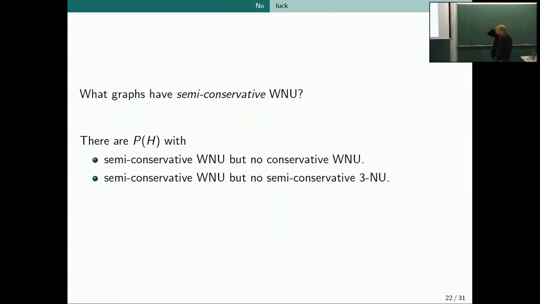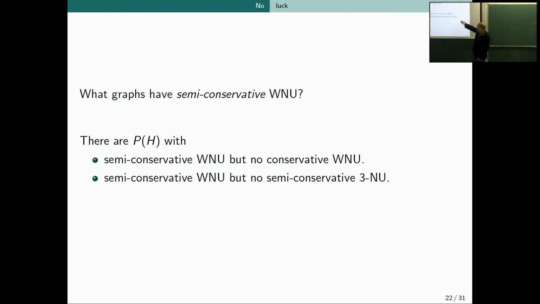Okay, but what we're really interested in is semi-conservative WNUs. And so we had hoped that a graph that has a semi-conservative WNU also has a conservative NU. But that turned out not to be true. So we were hoping we had this collapse. It turned out not to be true.